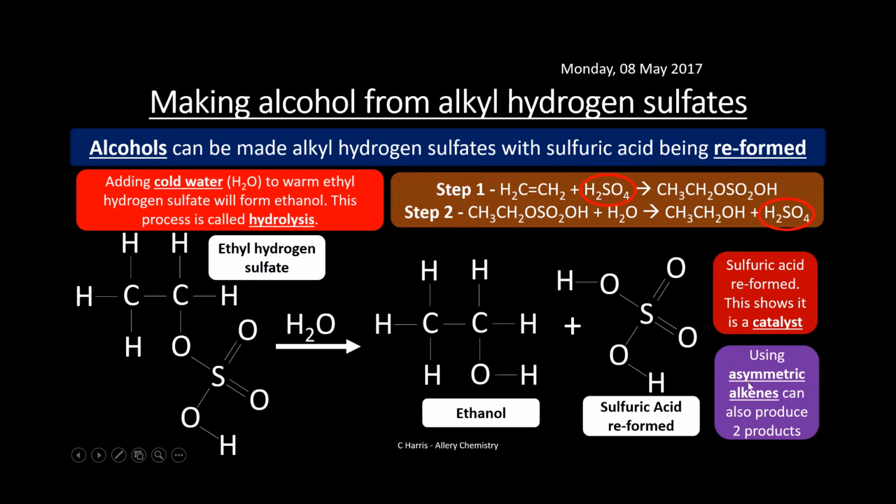Also, we're using asymmetric alkenes. We can also produce 2 products as well. So just be aware of the types of products that we can produce. Just like I showed you with the other one, you get your minor and your major. You can also get this here as well. So just be wary of how this could pan out. Obviously, this one is a symmetrical one, so we can only get 1 product, but you could get 2 with asymmetric alkenes.